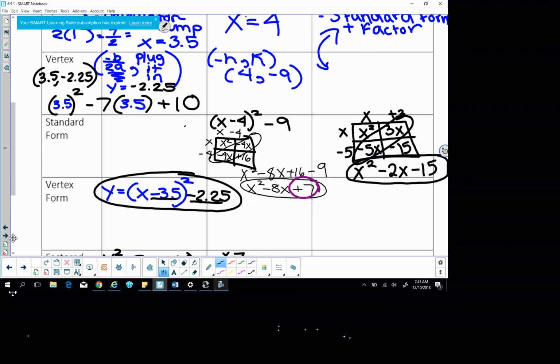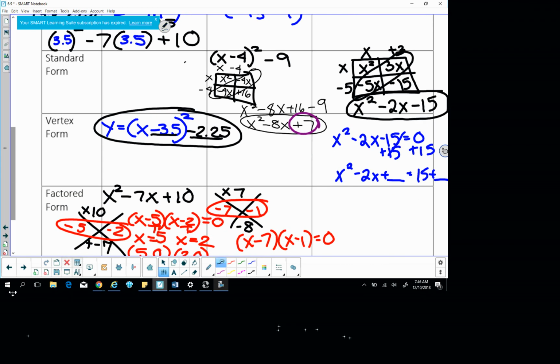Vertex form, we can do completing the square. So maybe we want to go over that one more time. That's where I move it over. I know I'm talking a lot today, but I want to make sure you guys have these notes. So remember, we add the constant to both sides. And we get x squared minus 2x plus blank equals 15 plus blank. Then how do we get what goes in the blank? What do we do with that 2? Divide it by 2, and then what do we do? Good, and square it. So what's 2 divided by 2? Yeah, and then square it. 1.